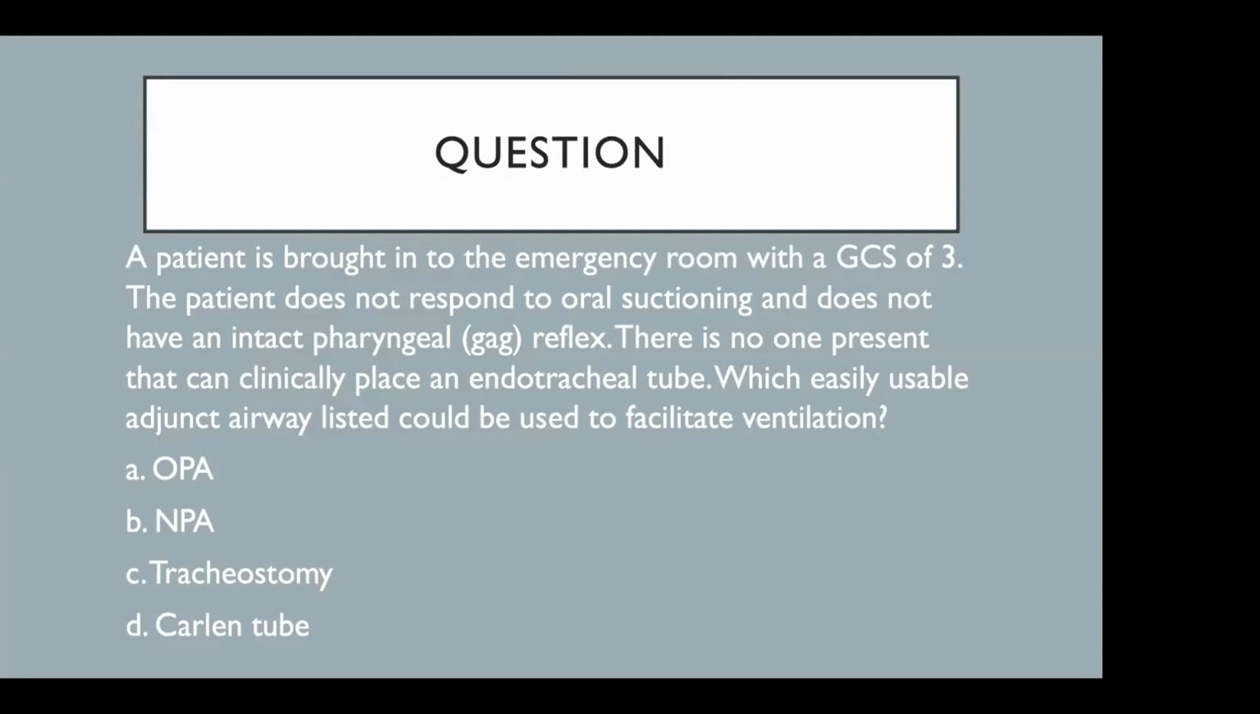Combitube, you can pretty much just mark that one out, right? If they can't place an ET tube, they're not going to be able to place a trach or a Combitube. So we look at NPAs and OPAs, right? We want to facilitate bag mask ventilation. We use an NPA, sure, but this is an unconscious patient. Maybe they don't need all that extra trauma. You say, okay, I can place this NPA, bag them, and that should be good.